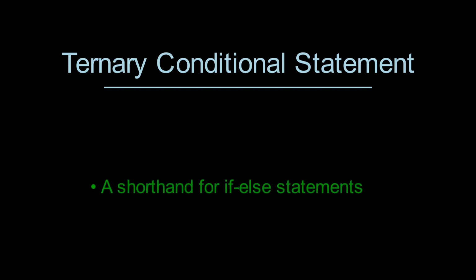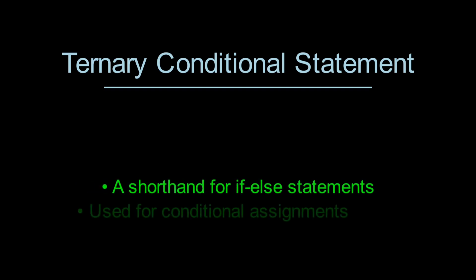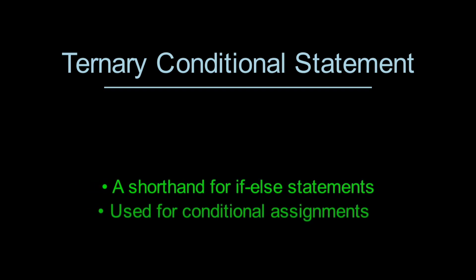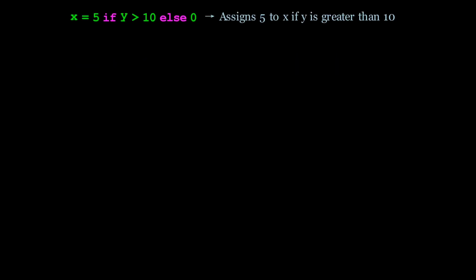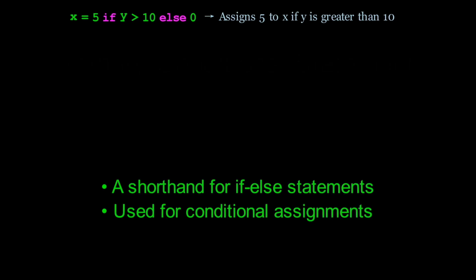Next, the ternary operator provides a compact one-line syntax for simple if-else logic. It is especially useful in conditional variable assignments. In this single line of code, we assign 5 to x if y is greater than 10. Otherwise, we assign 0. It's a clean, concise alternative to a full if-else block.